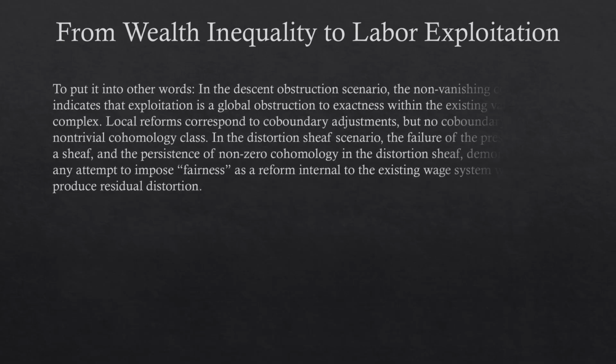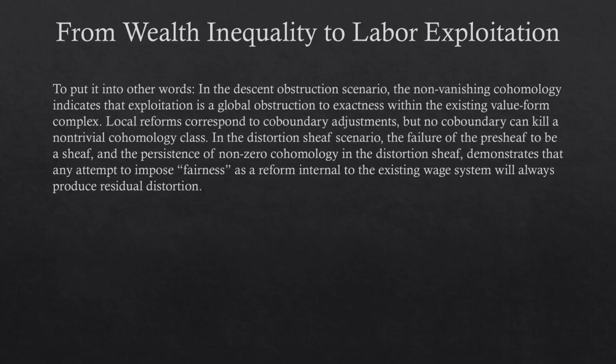To put it in other words, in the descent obstruction scenario, the non-vanishing cohomology indicates that exploitation is a global obstruction to exactness within the existing value form complex. Local reforms correspond to co-boundary adjustments, but no co-boundary can kill a non-trivial cohomology class. In the distortion sheaf scenario that we just discussed, the failure of the pre-sheaf to be a sheaf and the persistence of non-zero cohomology in the distortion sheaf demonstrate that any attempt to impose fairness as a reform internal to the existing wage system will always produce residual distortion.